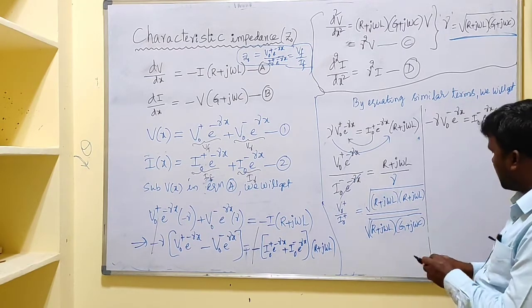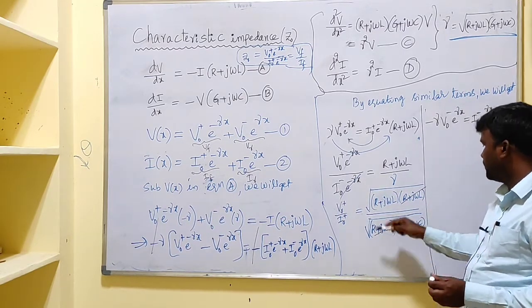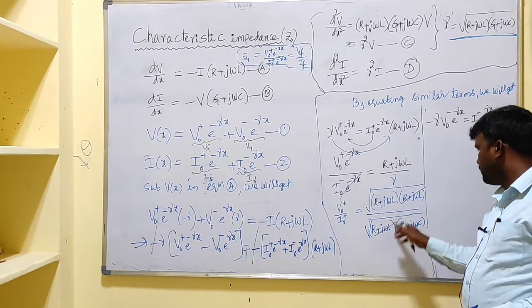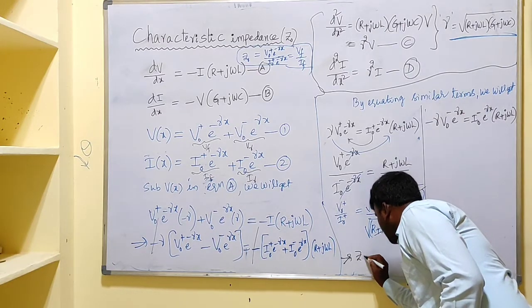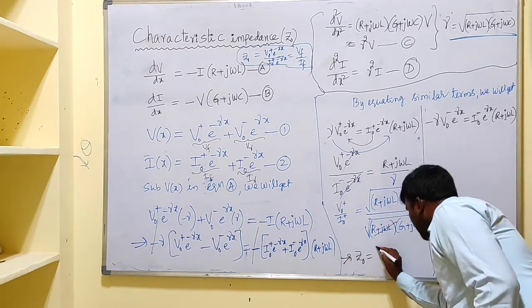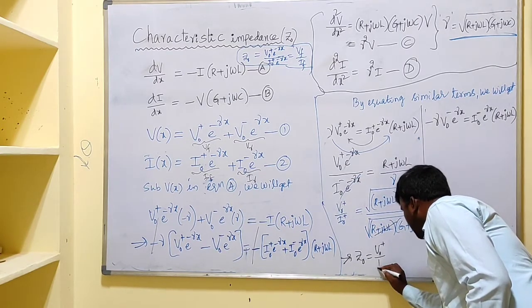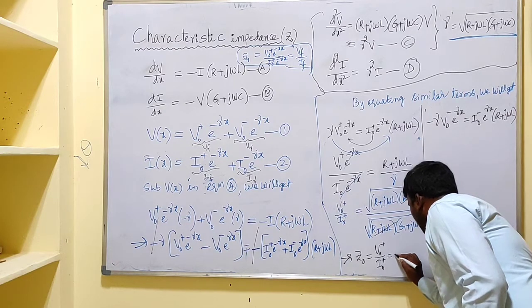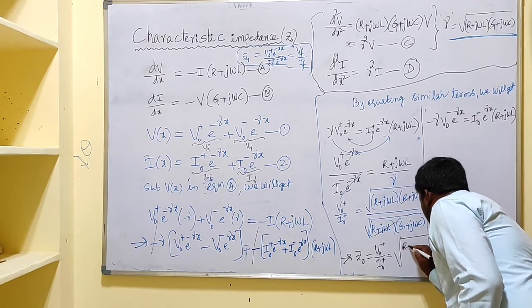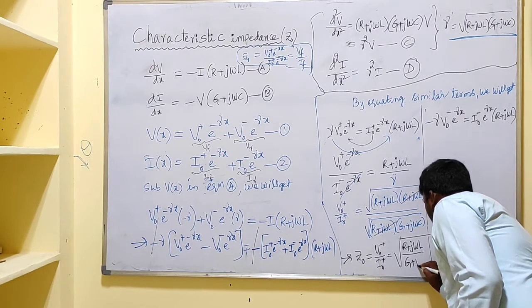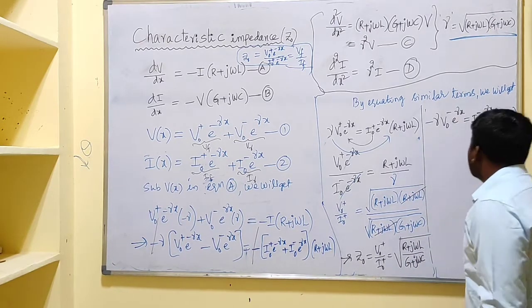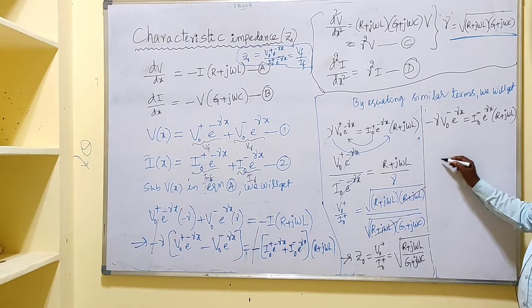This one of the r plus j omega L, this one cancelled out. We have root of r plus j omega L by root of g plus j omega c. It implies characteristic impedance Z naught equal to what? We can write that as V naught plus by I naught plus is equal to under root r plus j omega L by g plus j omega c.